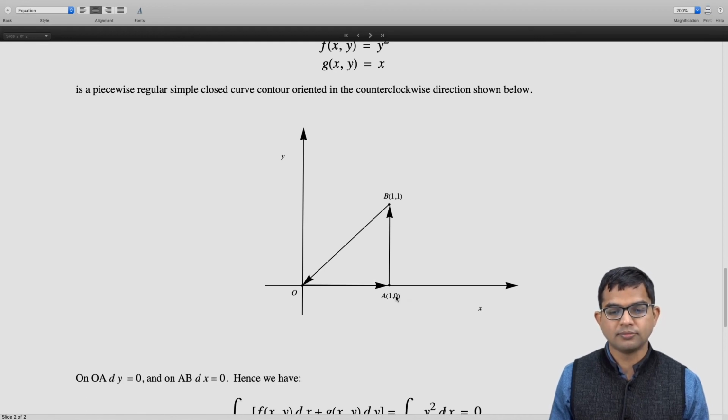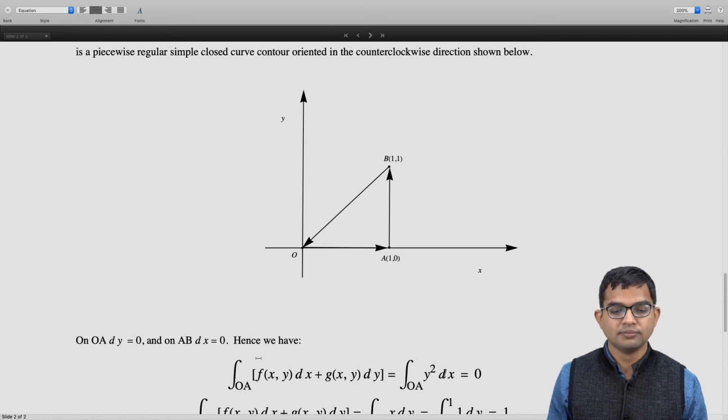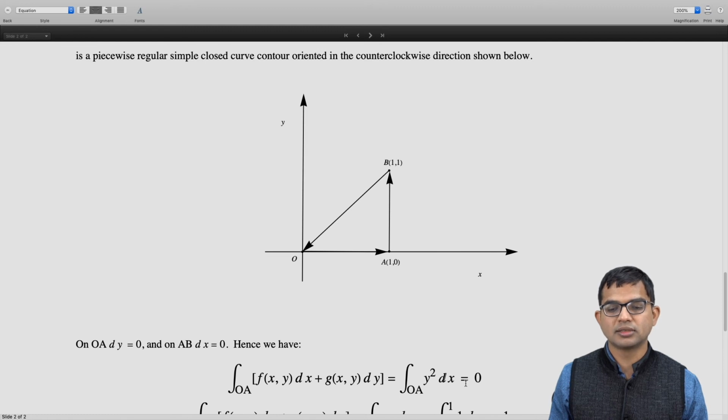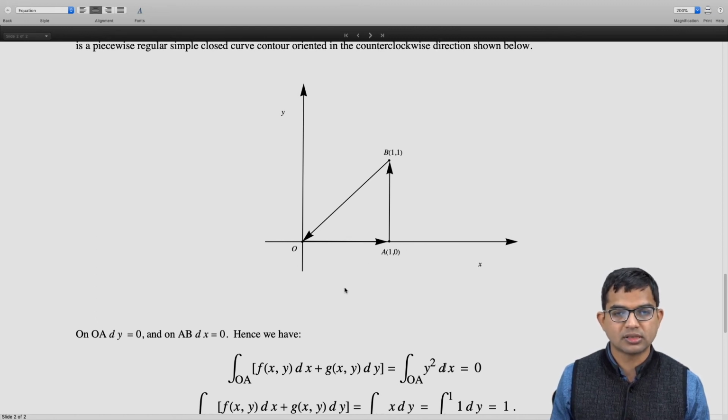So on OA, dy is equal to 0. Y is not changing, it's only x that changes. And on AB, dx is 0. X is constant and it is equal to 1, and it's only y that is changing. So hence if you look at OA, the integral of f of x comma y dx plus g of x comma y dy is, since dy is 0, just f of x comma y dx. But f of x comma y is y squared, so y squared dx. But y itself is 0, so it's nothing but 0 for OA. So the OA part gives you 0 for this set of functions.